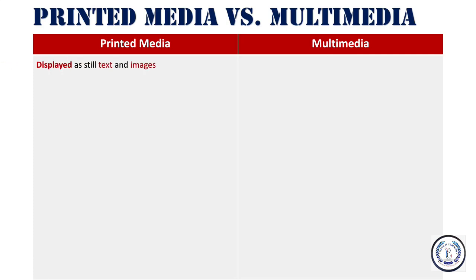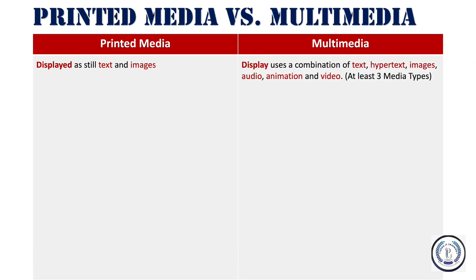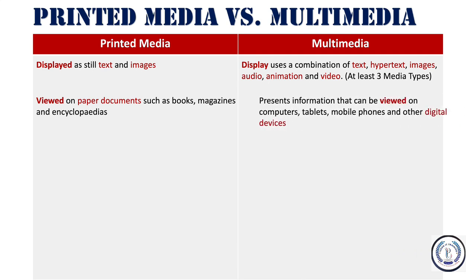Firstly, printed media is displayed as still text and images, the media types that don't move, whereas multimedia can be text, hypertext, audio, animation, and video. At least three of these types are in effect for the actual package to be considered a multimedia package. Printed media is viewed on paper documents such as books, magazines, and encyclopedias. But as said, multimedia is viewed on digital devices such as tablets, mobile phones, and computers.